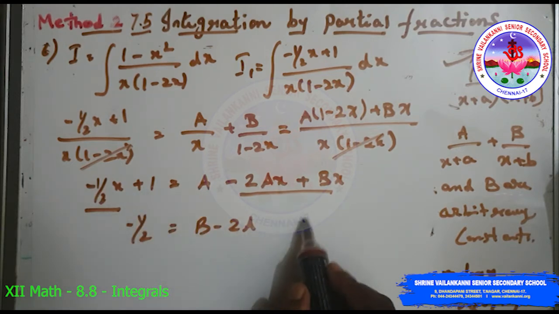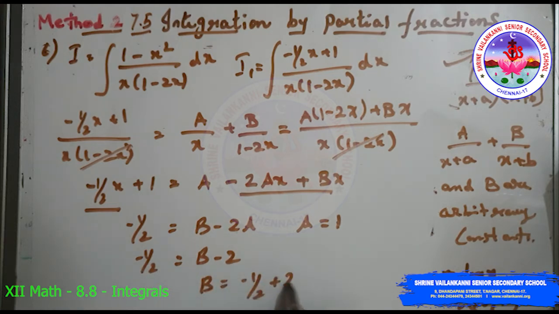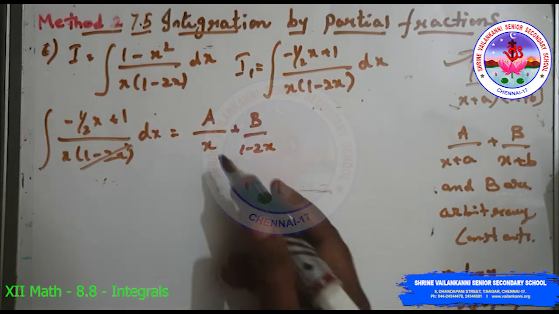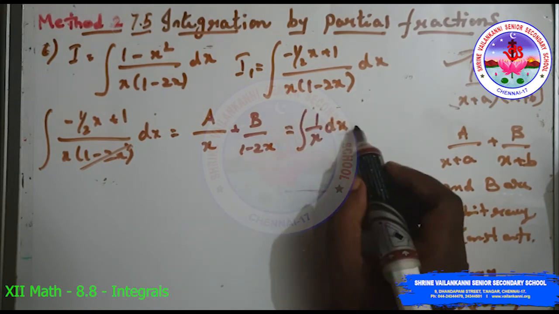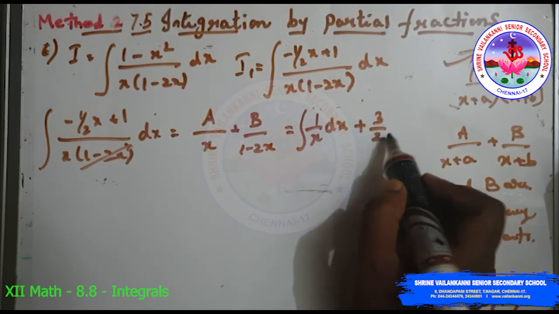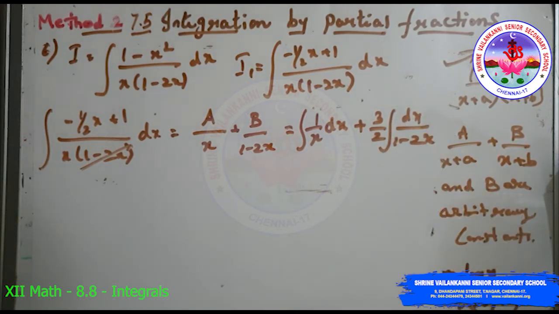a equal to 1. Substituting a equal to 1 here, b minus 2 is equal to minus half. So b equal to minus half plus 2, which is equal to (minus 1 plus 4) by 2, equal to 3 by 2. So a is 1 and b is 3 by 2. Substituting a and b here, a is 1, so integral of 1 by x dx plus b is 3 by 2, so 3 by 2 of integral dx by (1 minus 2x).